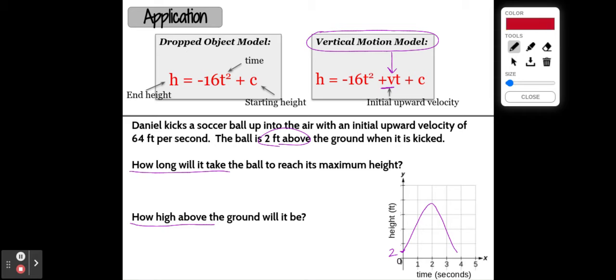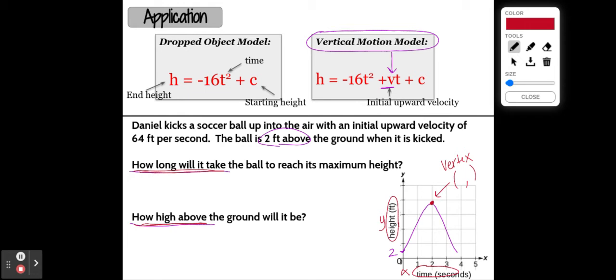Well, let's take a look at our graph. When the ball is at its maximum height, that's right here. And what's this called? The vertex. So the vertex is going to give us a point, an x and a y. The x is going to be the time, and the y is going to be the height. So by finding the vertex, we're going to figure out the time, how long it takes to get to the maximum height, and how high it is. Just by finding the vertex, that's all we need to do, and we're going to have our questions answered.